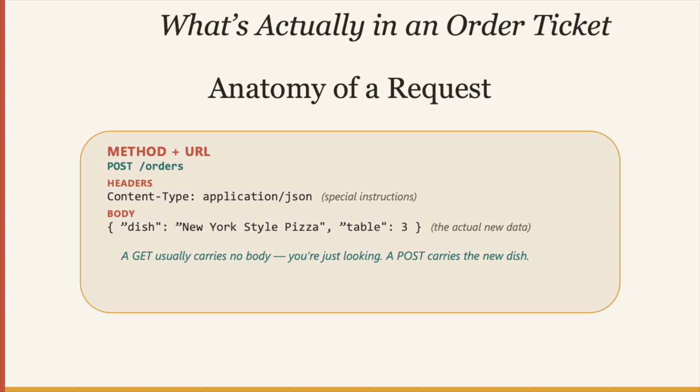Then third, you have the body. This is really the payload containing the actual data, which is like our JSON object showing a new order for a New York style pizza at table 3, for example. But remember, a GET request usually carries no body because you're just looking through the service window. But a POST request always carries the raw ingredients of that brand new dish.